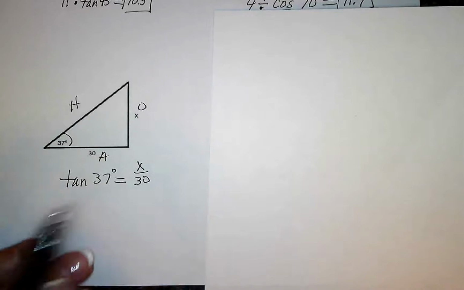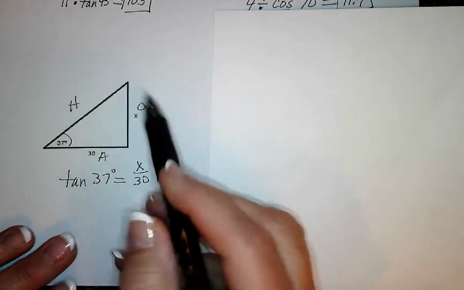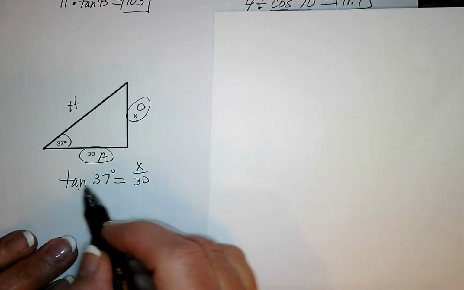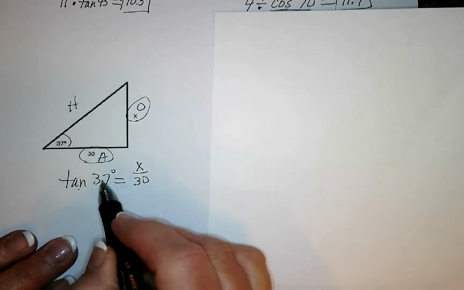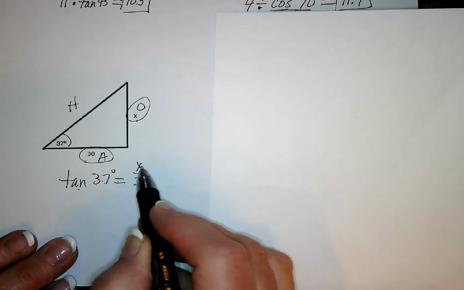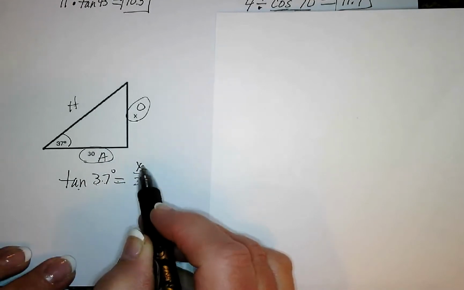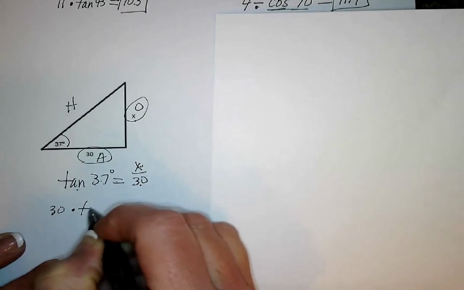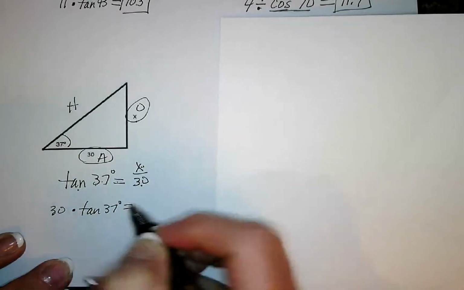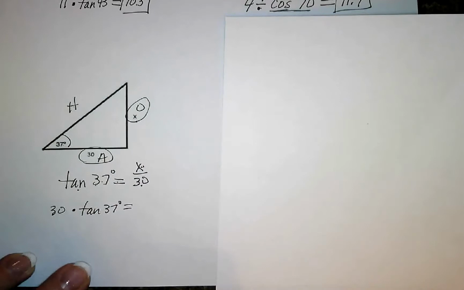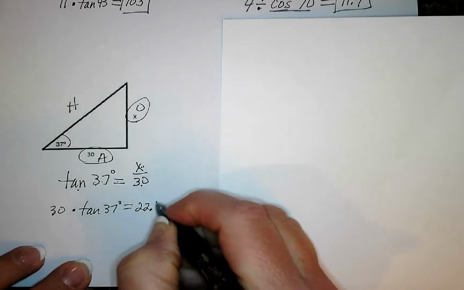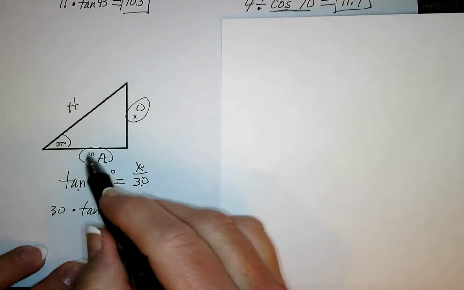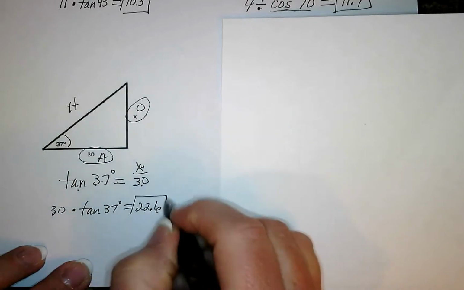Third one, you can see here I've located the HOA. I recognized we had the O and the A, so I wrote tangent 37, that's that angle here, equals the fraction opposite side over the adjacent side. X is on top, so this is a multiply. 30 times tan 37. When you multiply that out, you get about 22.6. And that would also make sense that it'd be around that.